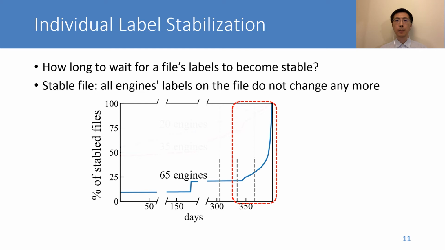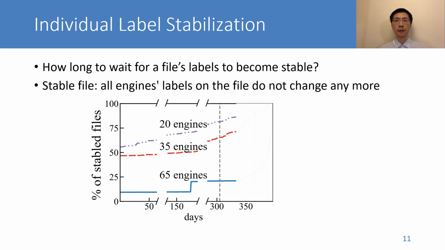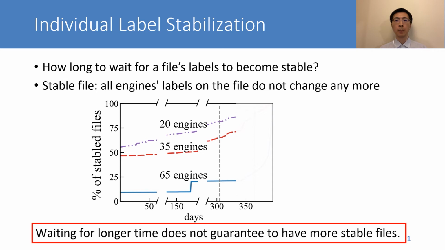Unfortunately, this is because the time period between the date and the end of data collection is too small. Thus, we need to ignore this part. Even when we remove some engines with the most flips and only have 20 to 35 engines left, waiting for a longer period of time still does not guarantee to have more stable files.